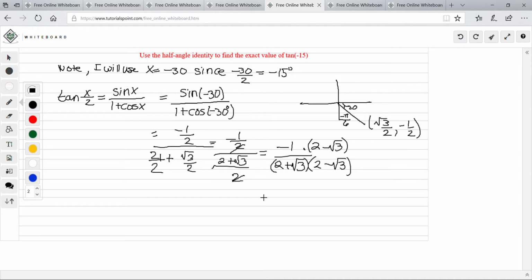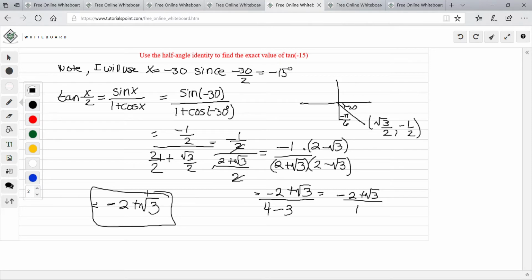So that's negative 1 times 2, which is negative 2. And then two negatives make a positive, so it's positive root 3. The denominator is a perfect square pattern, a squared minus b squared. So a squared is 2 squared, that's 4, minus b squared, where b is the square root of 3, and you square that, that's just 3. So that's negative 2 plus root 3 over 1. So our final answer is just negative 2 plus root 3.